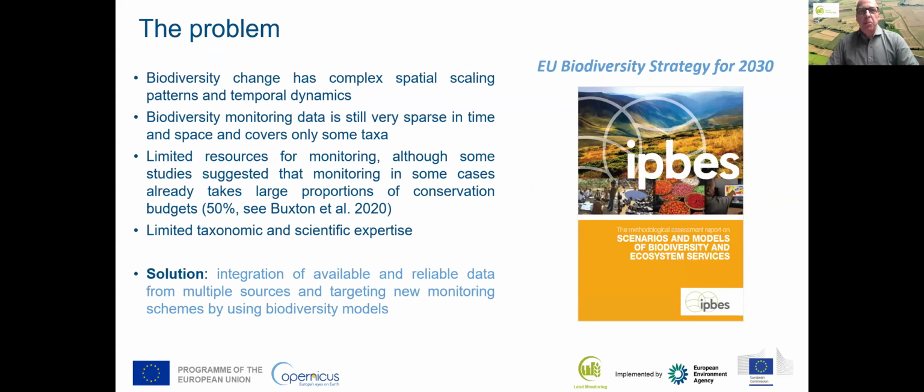So I think everybody knows the biodiversity problem. We all know the EU biodiversity strategy for 2030. We know the IPBES reports, which say that biodiversity loss is a big issue at the moment. But it also has a complex spatial scaling pattern and temporal dynamics, while the monitoring data is still sparse in time and limited to only some of the aspects. So that's why biodiversity is an important topic.